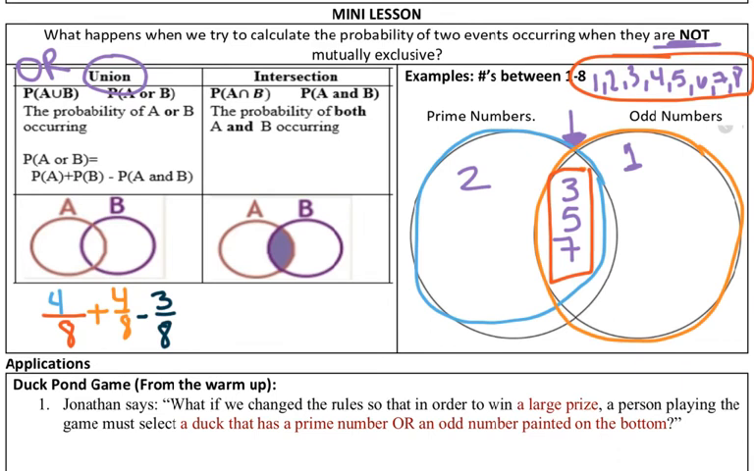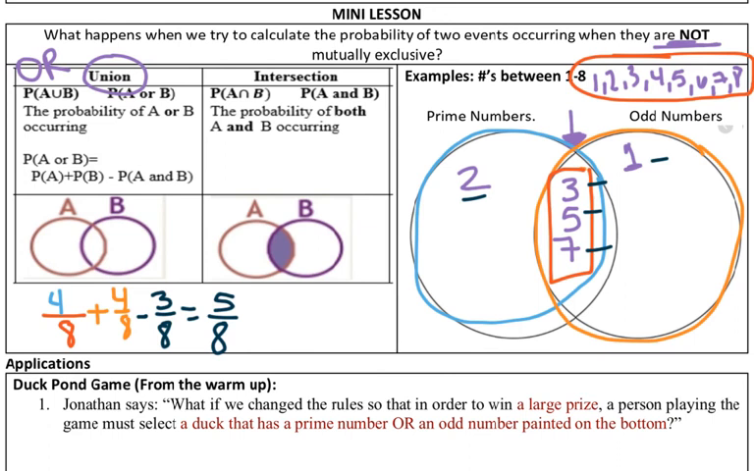All right, and so what we'll have is 8 out of 8 minus 3, so that will give us 5 out of 8. And you'll notice that there are 5 numbers in this diagram, right? You have 1, 3, 5, 7, and 2. So the final answer will be 5 out of 8.